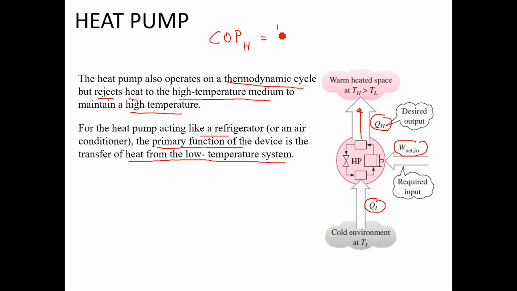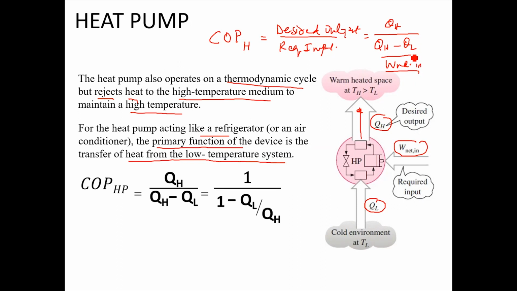Can you hear me? Yes, sir. All right. So you'll have desired output over required input. Again, in case of heat pump, what is your desired output? QH. QH becomes your desired output, and work input would remain same, QH minus QL, or it could also be written as work net into the system since you are running a compressor. So coefficient of performance for a heat pump, which is represented by HP, you have QH over QH minus QL.